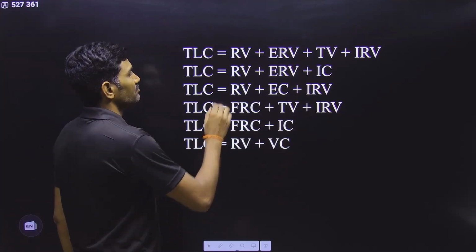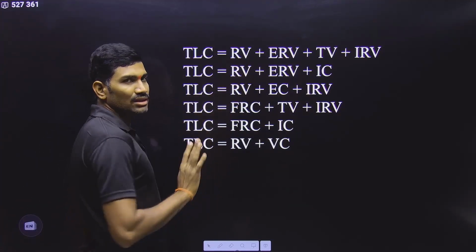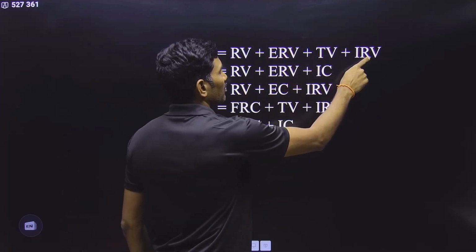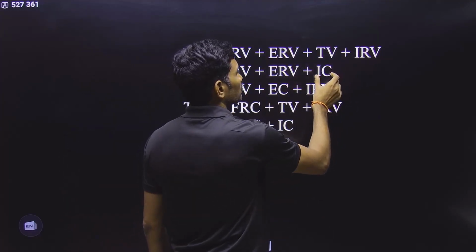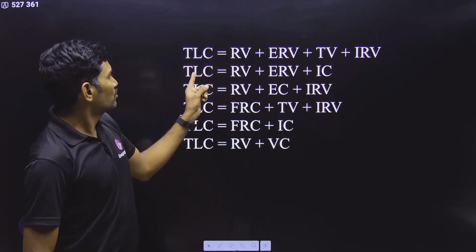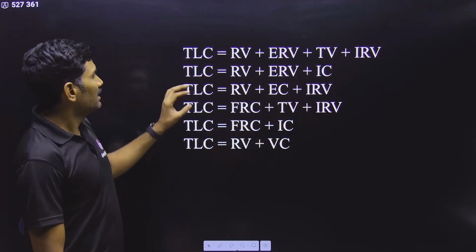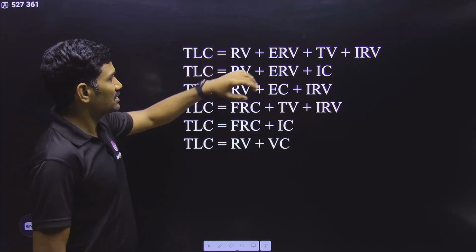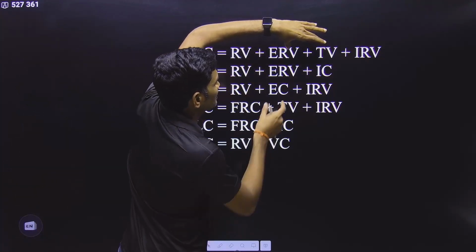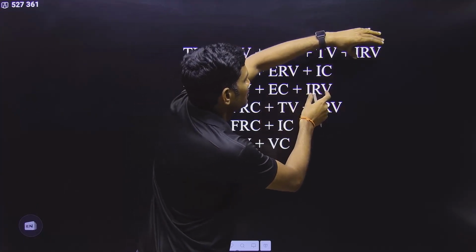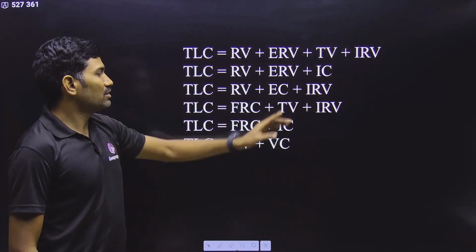Now let us see this. Residual volume we are writing as it is, expiratory reserve volume we are writing as it is, tidal volume plus inspiratory reserve volume combined, it is called inspiratory capacity. So total lung capacity can be written like this also, yes or no? Next one, and here residual volume we are keeping as it is, expiratory reserve volume plus tidal volume is called expiratory capacity. So you can write like this, plus inspiratory reserve volume. In this way also you can write it.